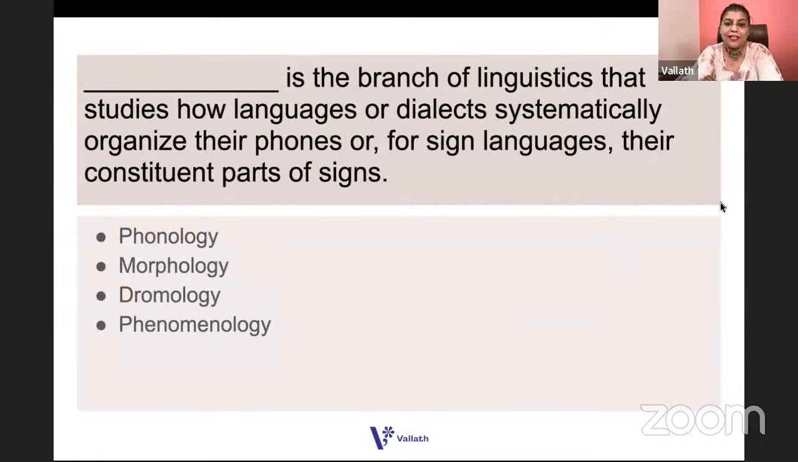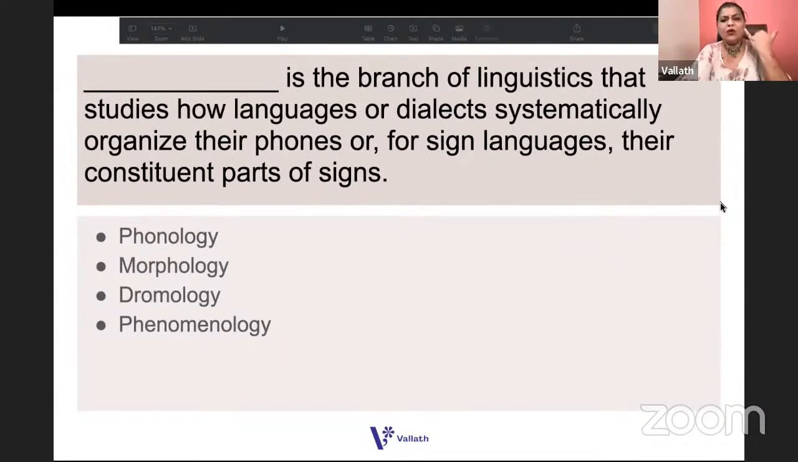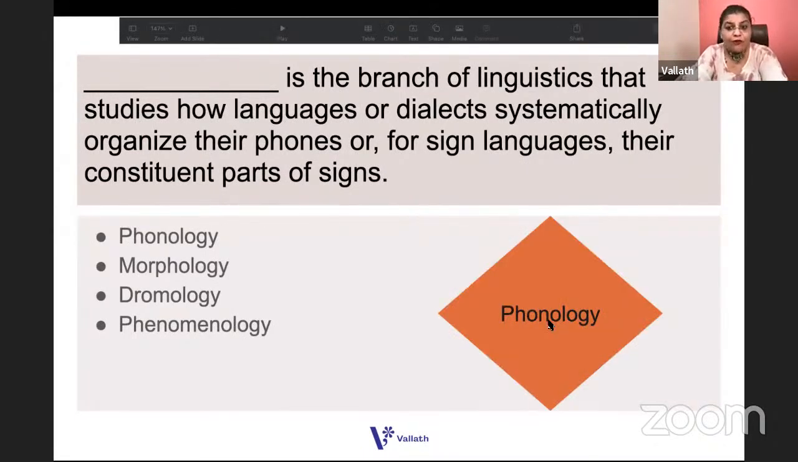Dash is the branch of linguistics that studies how languages or dialects are systematically organized according to their phones, or for sign languages, their constituent parts of signs. That is phonology. Did you know phonology is there for sign languages also? It is possible that in NET they can ask you about sign languages.